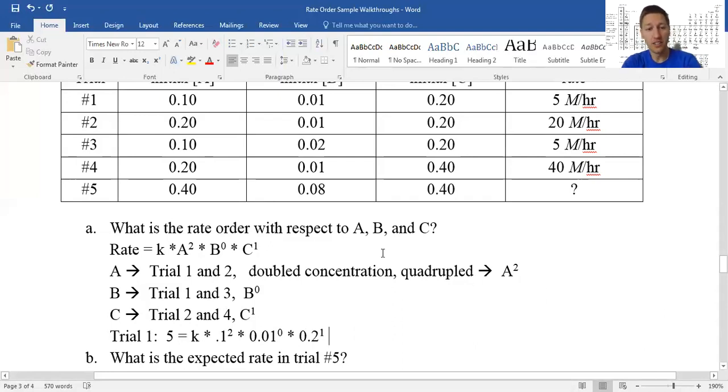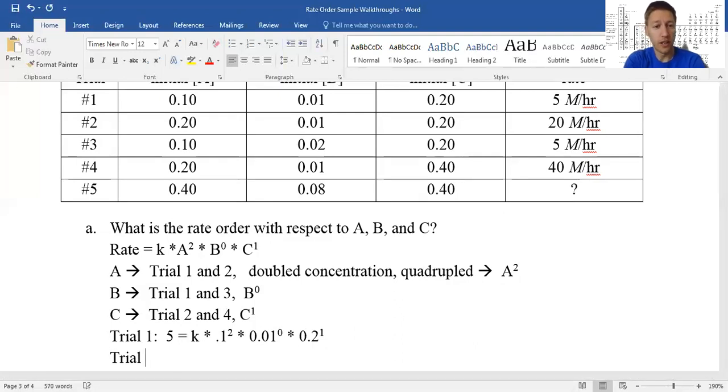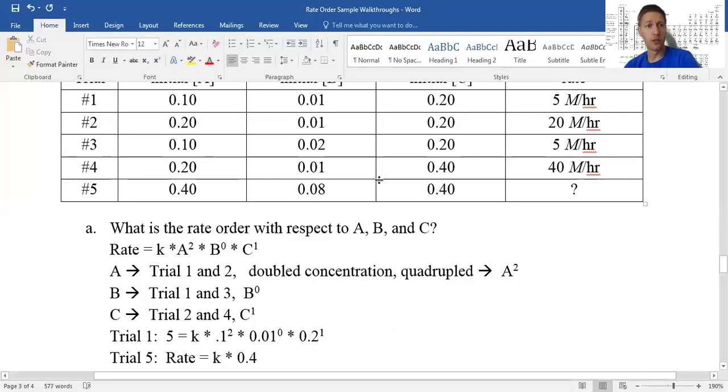And then at the very end, once we solve for K, we'll look at trial 5. We'll be looking at for the rate. We'll have the K constant we solved, and we'll put the numbers we have in for that one to know what the rate would be, what we'd predict.